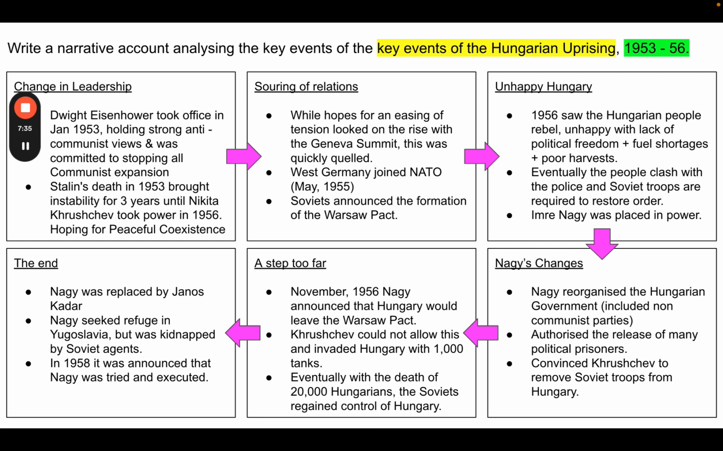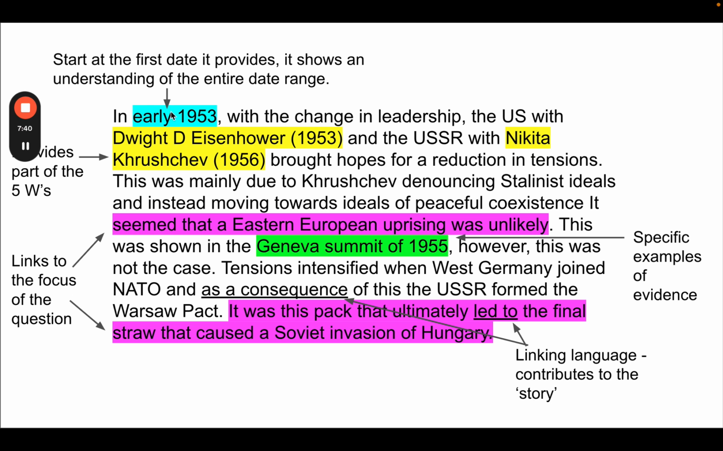So, if we are to go to the write-up, in early 1953, with the change in leadership, the US with Dwight D. Eisenhower, 1953, and the USSR with Nikita Khrushchev, 1956, brought hopes for a reduction in tensions. This was mainly due to Khrushchev denouncing Stalinist ideals and moving towards ideals of peaceful coexistence. It seemed that an Eastern European uprising was unlikely.